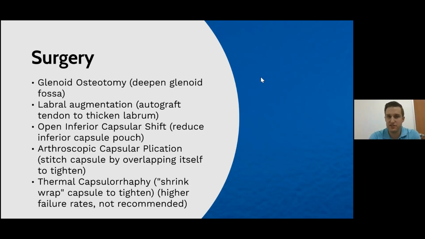Labral augmentation is another option. This is again for people that have labral issues that are causing some of the instability. With the labral augmentation, if you don't know what this is, like I didn't know what it was, essentially it's an autograft tendon that they take from elsewhere in the body and they basically stitch it to the labrum that's already there.